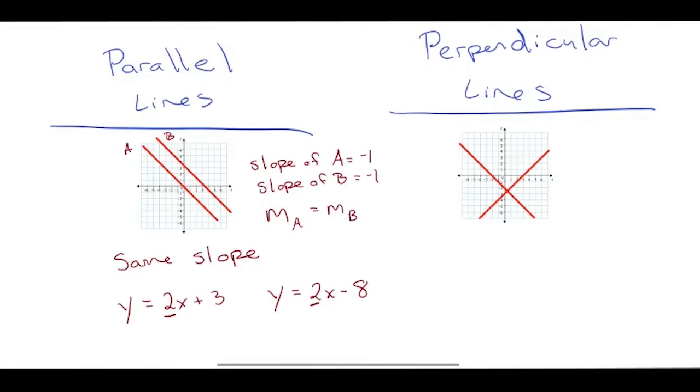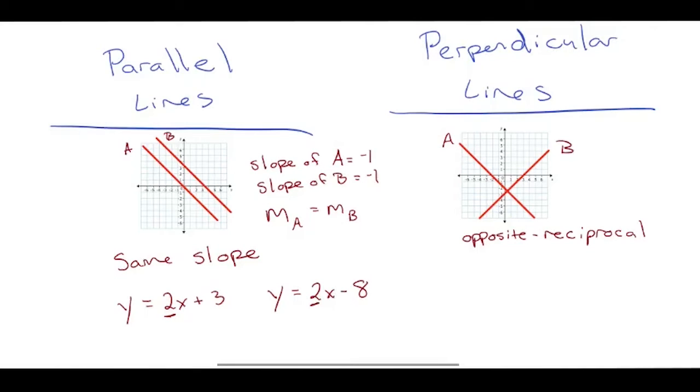Now, the slopes of two perpendicular lines are what we would call opposite reciprocal. And what I mean by that is if I call this line A and I call this line B, whatever line A is, line B will be opposite in sign and the flipped version.